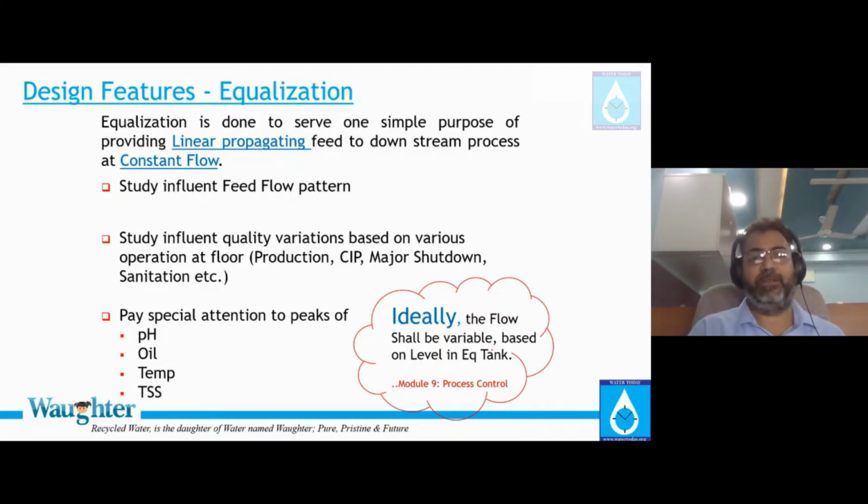Somebody is asking whether it should always be fixed flow. No, but it should be linear propagating. That we'll talk about when we are talking about the levels in the equalization tank. So if the equalization tank level is going down, down, down, suddenly you have to slow down the pace, because you can't make it empty.